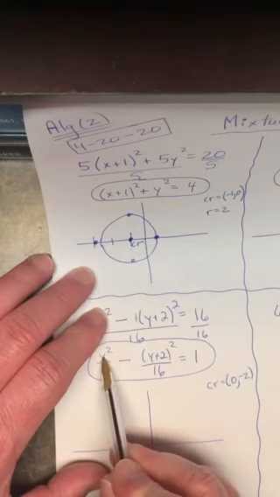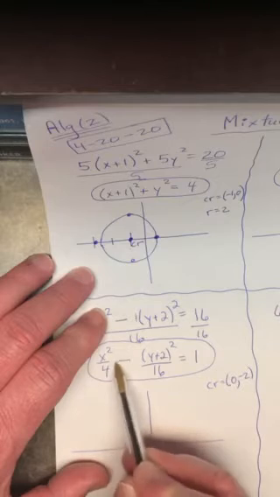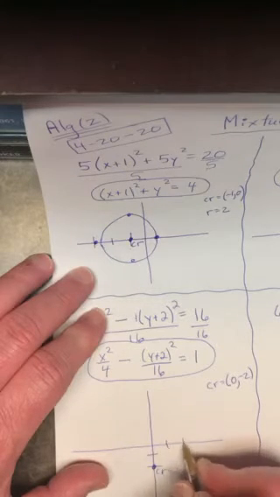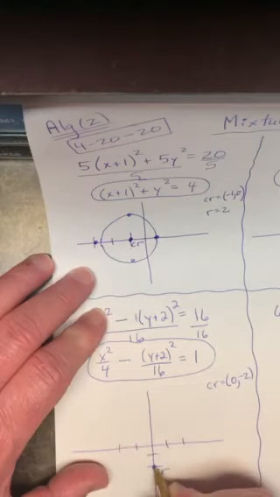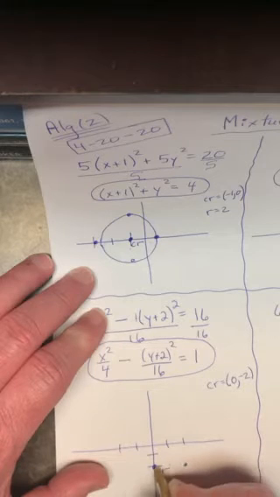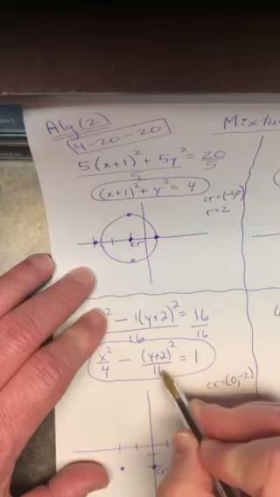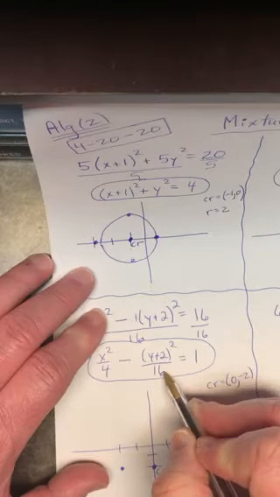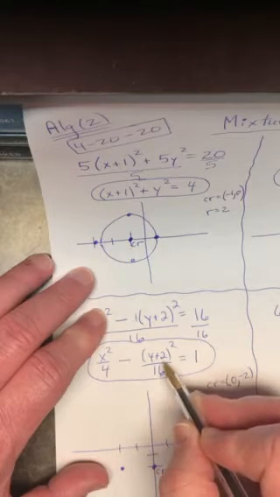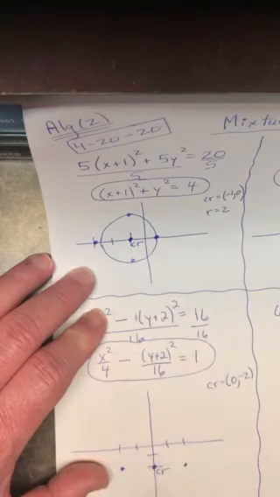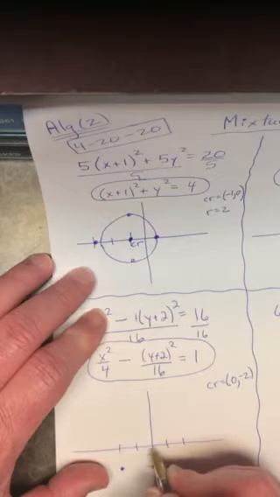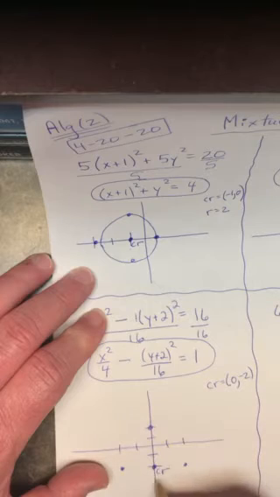The x squared has a 4 under it. The square root of 4 is 2. So you're going to go to the center and go right 2, left 2. The y coordinate has a 16 under it, and that's what? The square root of 16 is 4. So you go up and down, go to the center. You're going to go up 4, and down 4.